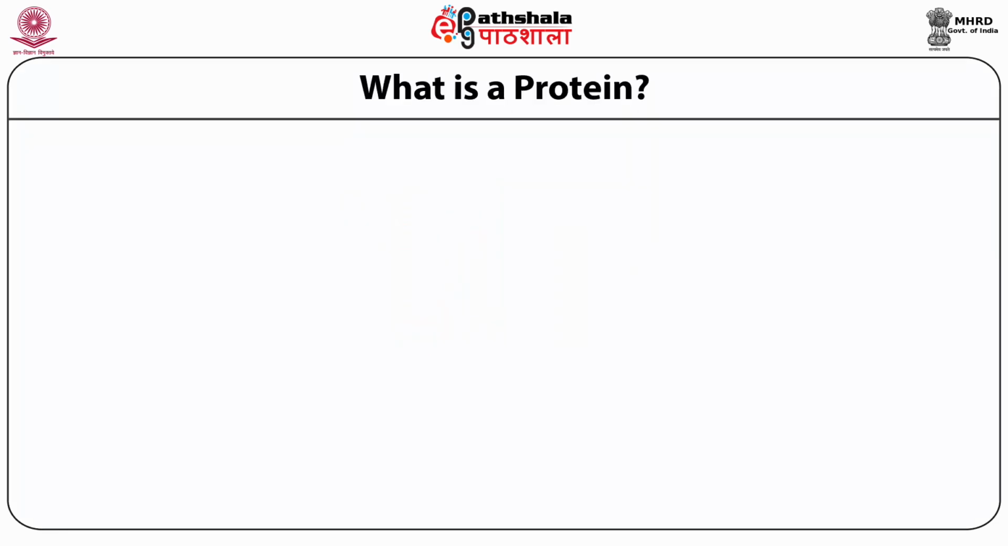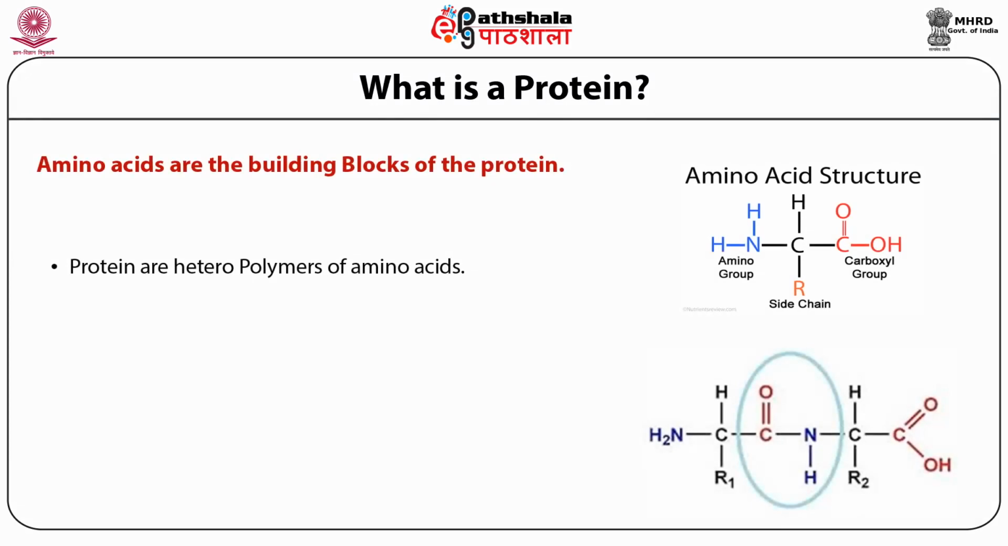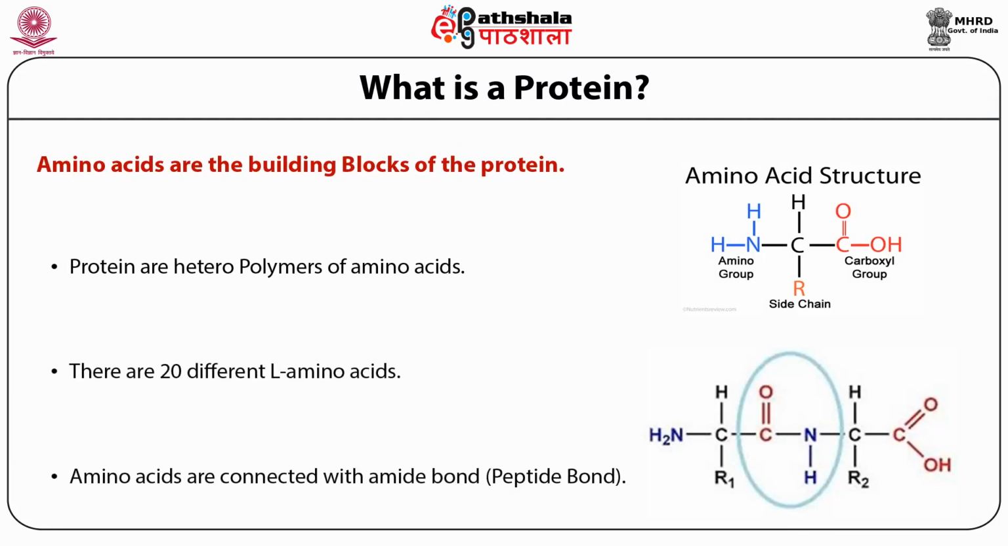What is a protein? Proteins are heteropolymers of amino acids. They are made up of L-alpha amino acids. There are 20 natural amino acids. Each amino acid has a chiral carbon. To the chiral carbon there is a carboxylic group, an amino group, one hydrogen and a side chain. When two amino acids come together, H2O is eliminated from the two amino acids and the peptide bond forms. This is called the amide bond.